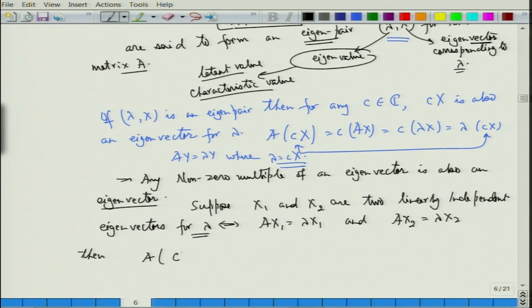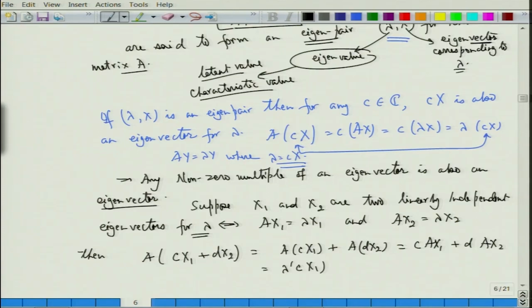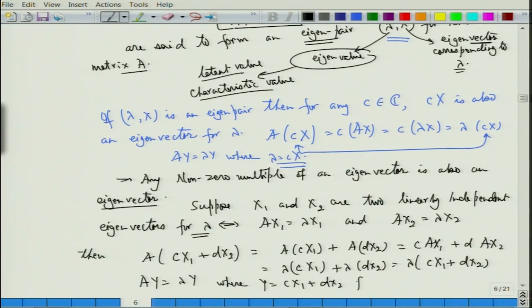Then A times (c x1 plus d x2) is the same as c A x1 plus d A x2, which is the same as c times lambda x1 plus d times lambda x2. Again lambda will come outside: lambda times c x1 plus lambda times d x2, which is lambda times (c x1 plus d x2). So you can see that A of y is equal to lambda y, where y is c x1 plus d x2, for any c, d belonging to the complex numbers.